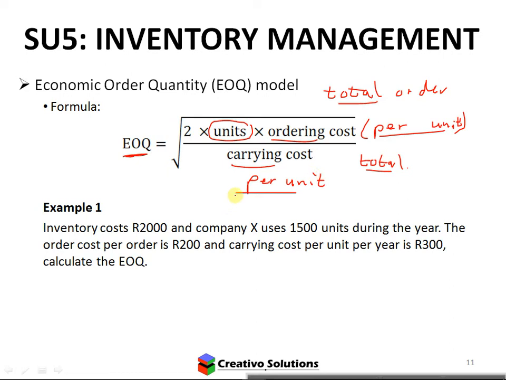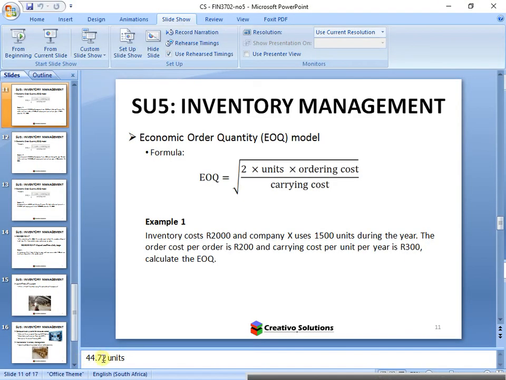Here's an example at the bottom. Inventory cost 2,000. Company X uses 1,005 during the year. The order cost per order is 200, and the carrying cost per unit per year is 300. What would the EOQ be? Yes, because this would be the order that I've placed for those goods. Is that what we get? Yeah, 44.72 is correct.